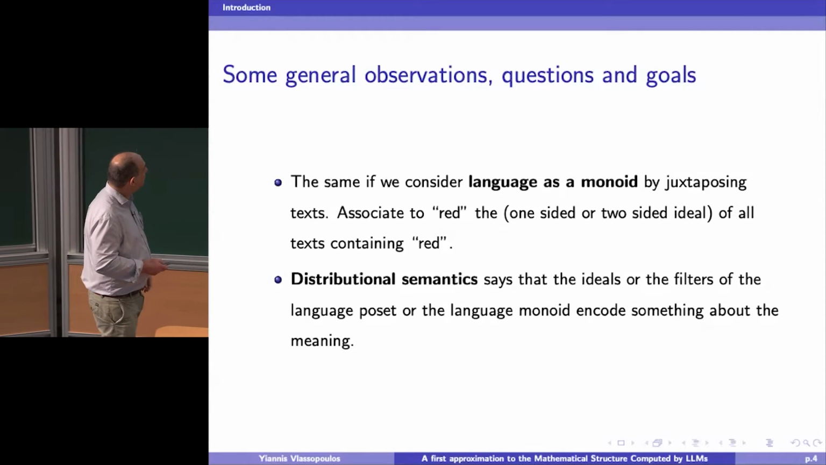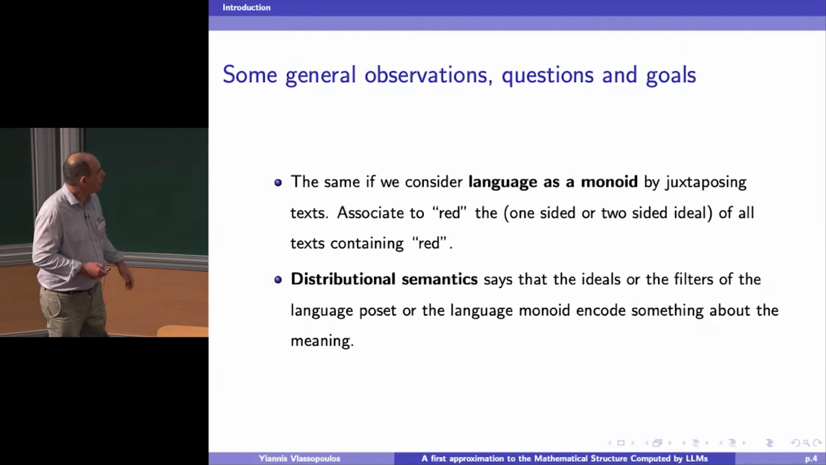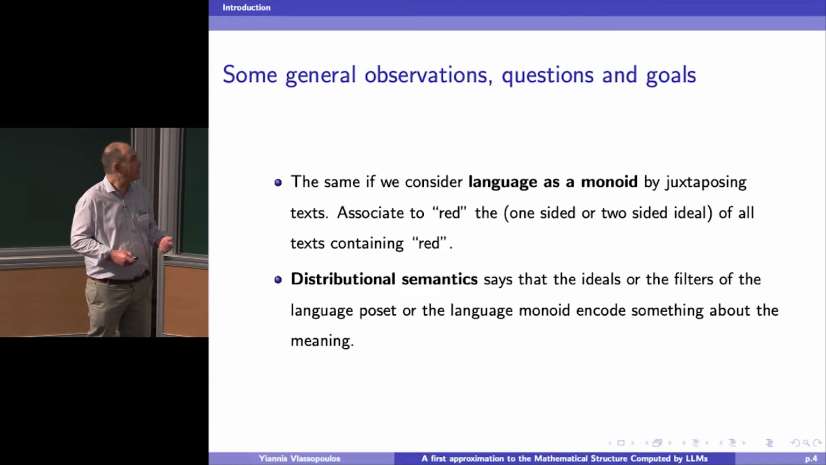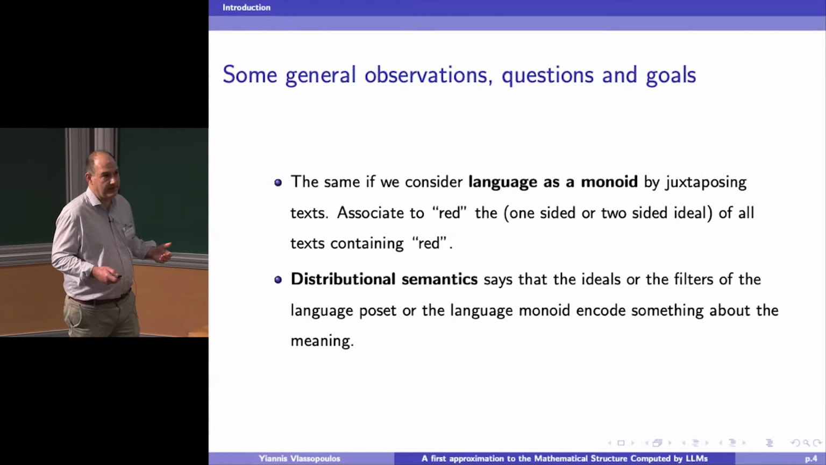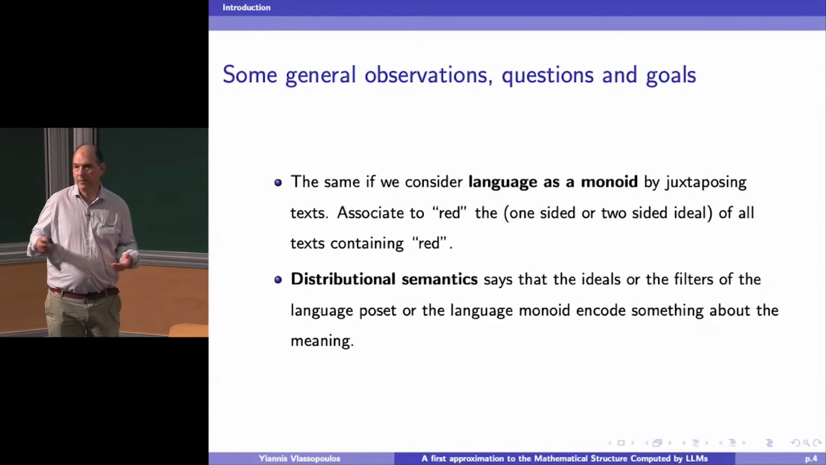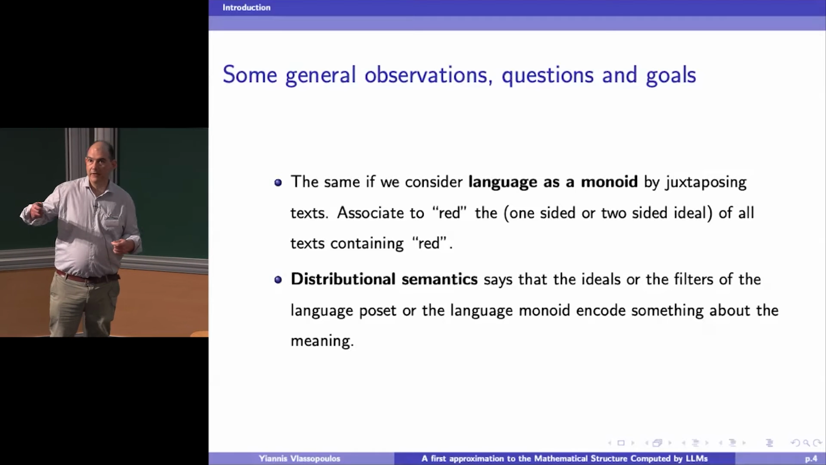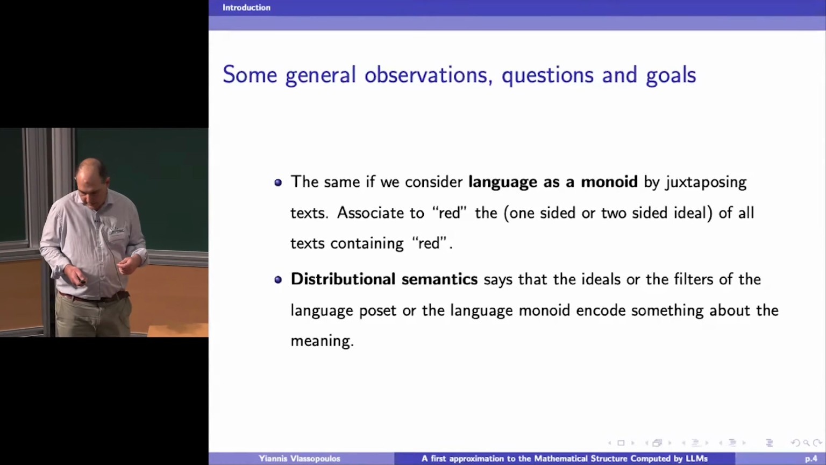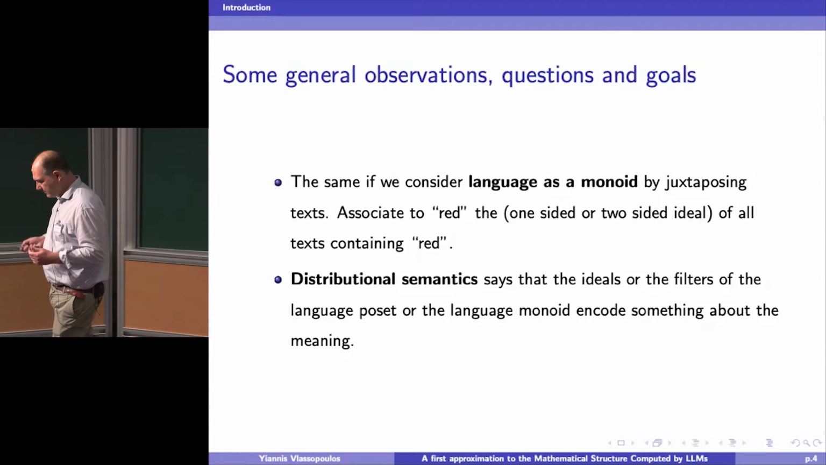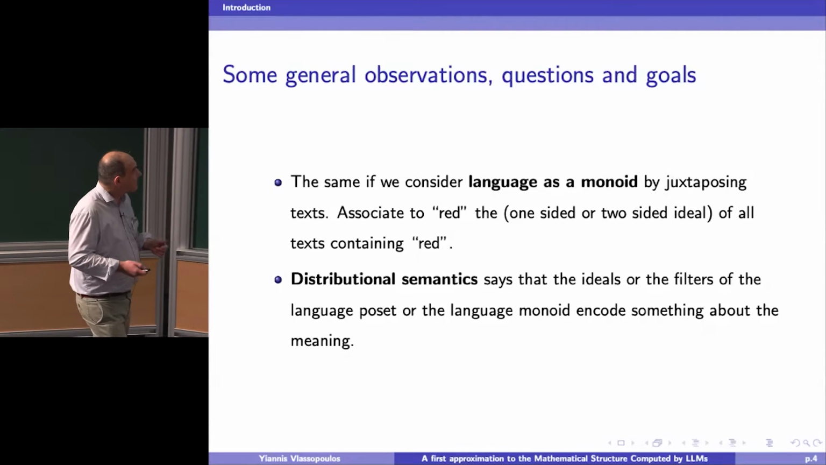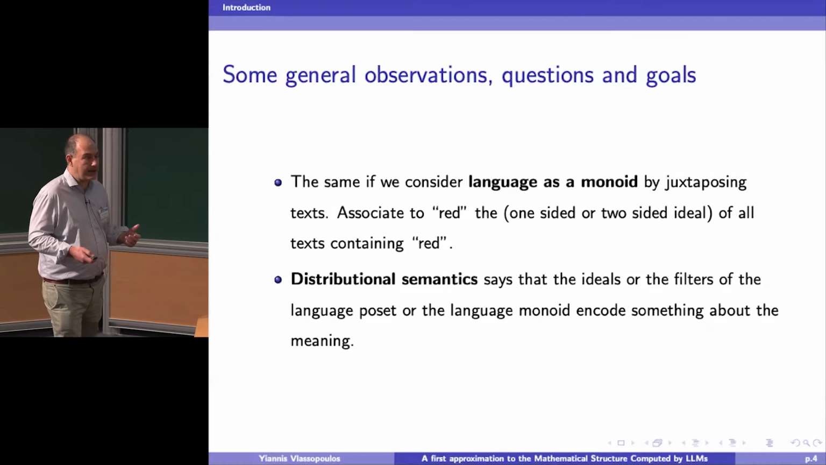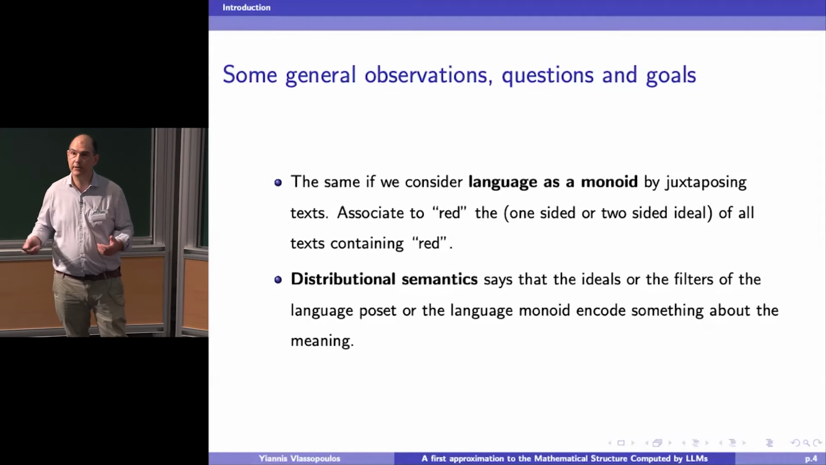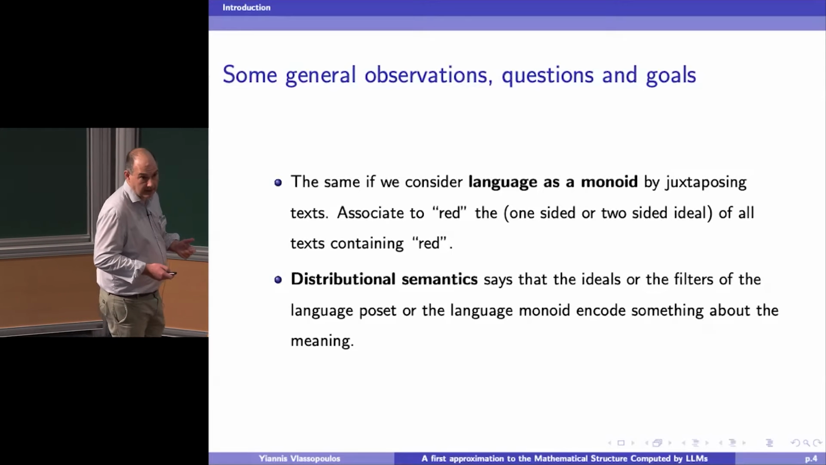Now, why use the poset idea? Let me just say that this is a very old idea in semantics and linguistics, that distributional semantics means that if you want to know something about the meaning of things, you should know something about the context in which they are used. And if they're used in similar contexts, then they may have similar meanings. That's the idea. So the mathematical version of that, I would say, is that distributional semantics says that the ideals or the filters of a language poset or a language monoid say something about semantics, about the meaning.